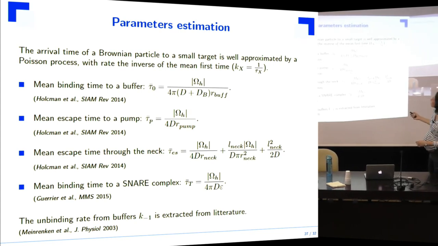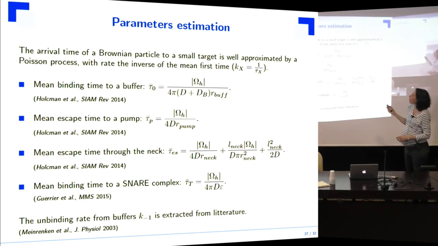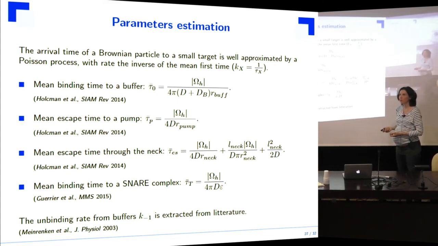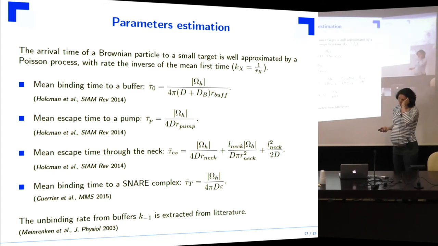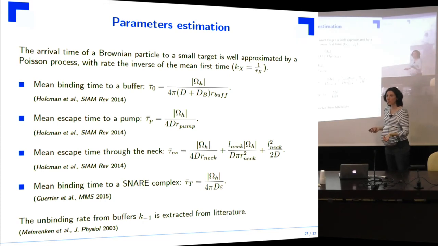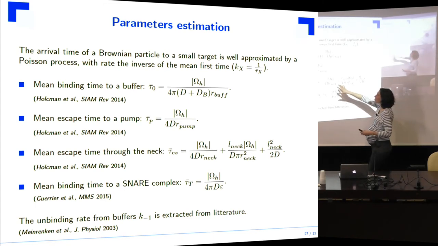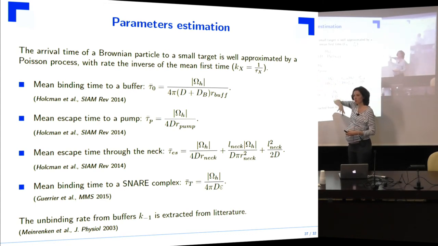And because I want to stay consistent, what are going to be my parameter estimations? Actually, if you look at the Smoluchowski formula for the reaction of chemical reactions, there is a relation between the rate and the mean first passage time, right? Because you always consider that this rate is coming from the fact that you're in the big bulk, and then the two molecules are going to meet. So I just choose to stay coherent with the study I did at the active zone, to take the mean binding time to a buffer, the mean escape time to a pump, to be mean first passage times.